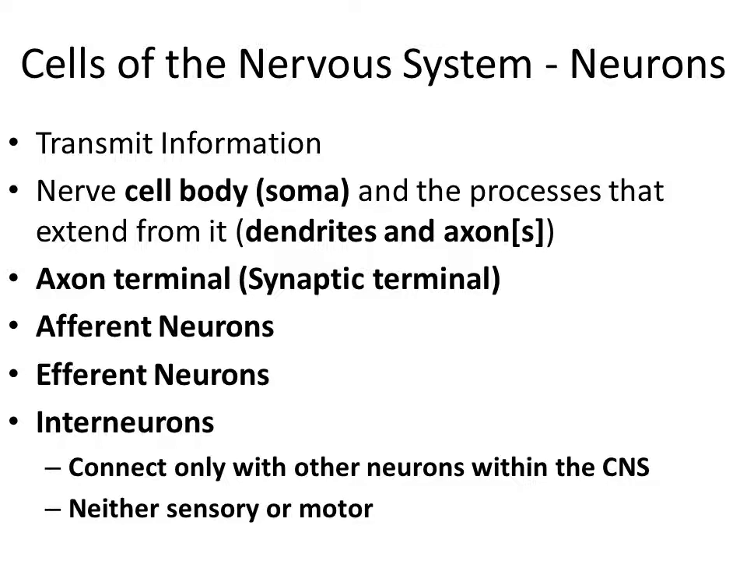We also have interneurons that are neither afferent nor efferent. They're neither motor nor sensory, but they help connect the two of them together, and they connect other neurons within the central nervous system as well. So basically, interneurons are neurons within the central nervous system that go between two other neurons.